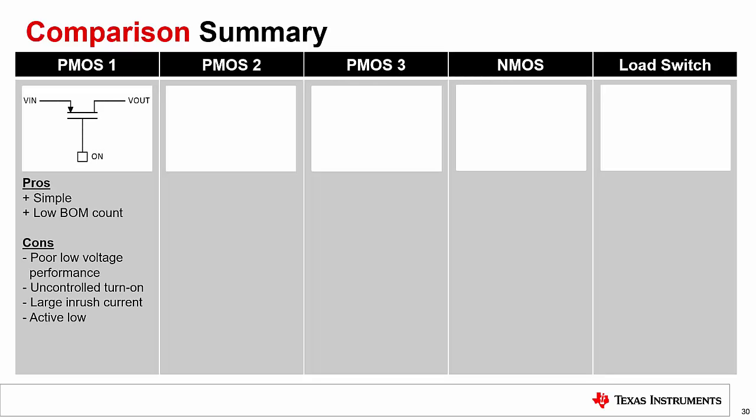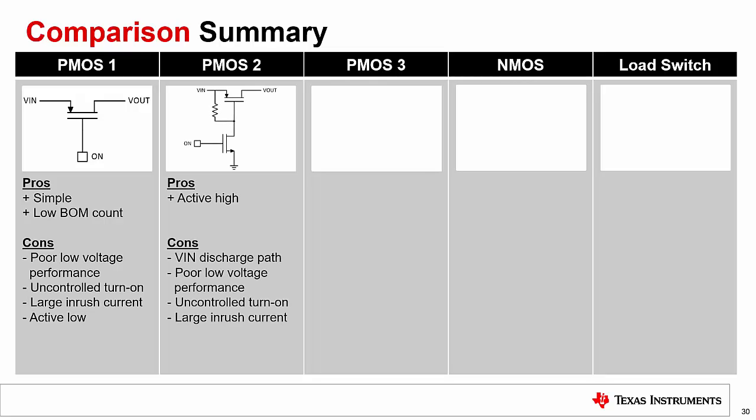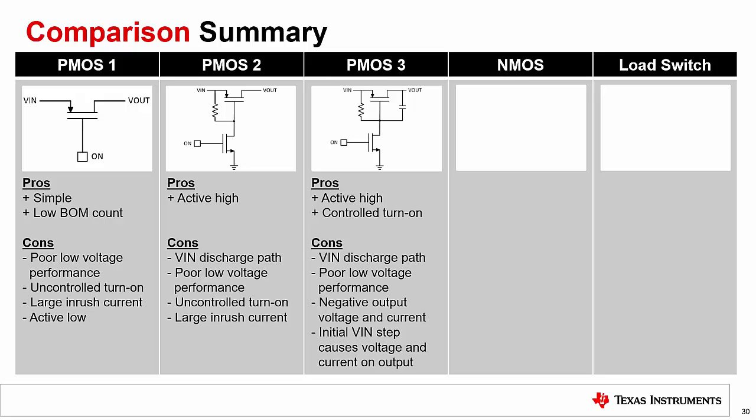The first PMOS solution was simple, requiring only one component, but this solution suffered from non-ideal on-resistance performance as well as an uncontrolled turn-on, resulting in a large inrush current during switching. The second solution optimized the on-resistance performance, but added a leakage path to ground through its added resistor. It also did not fix the uncontrolled voltage ramp or inrush current issues during switching. The third solution was able to control the voltage ramp and inrush current, but added negative output voltage and did not block voltage and current when Vin was first applied to the solution.